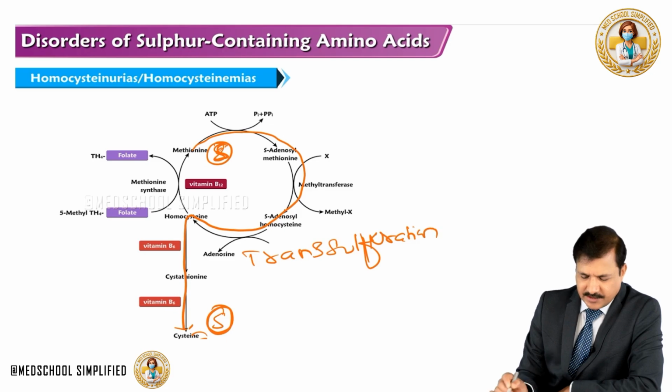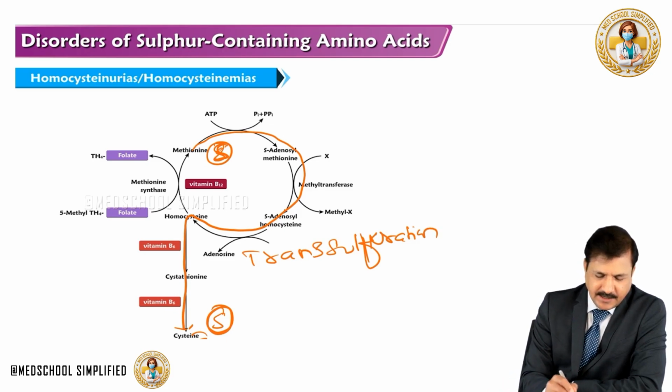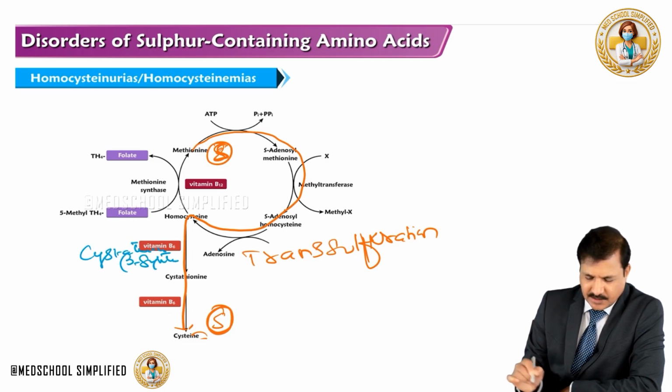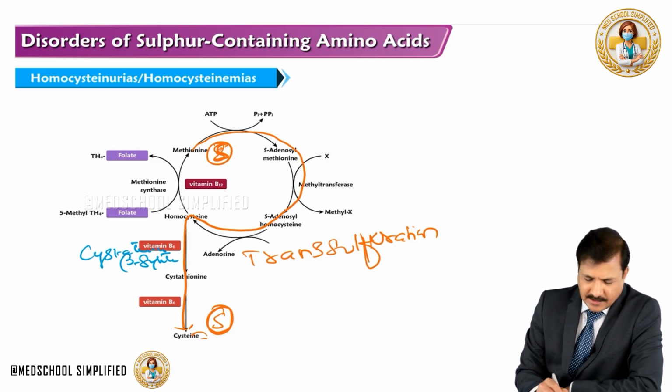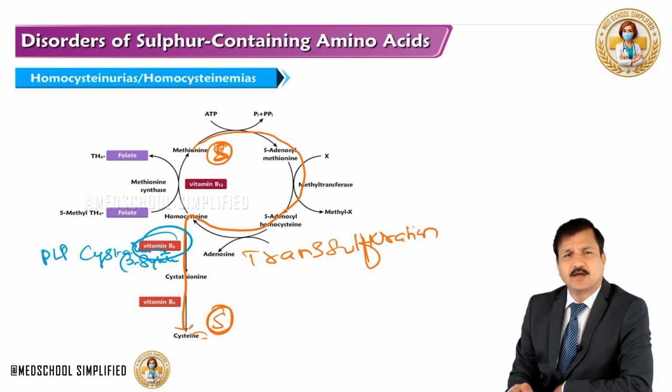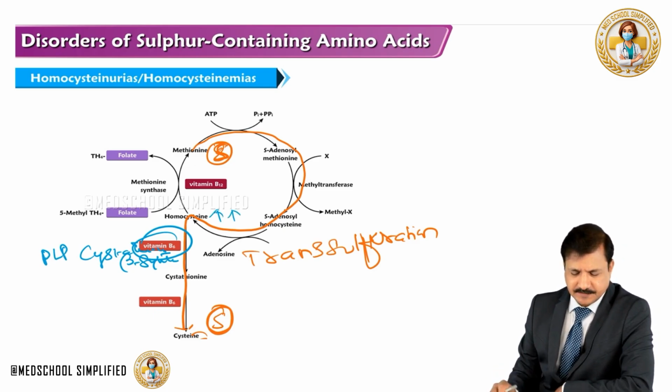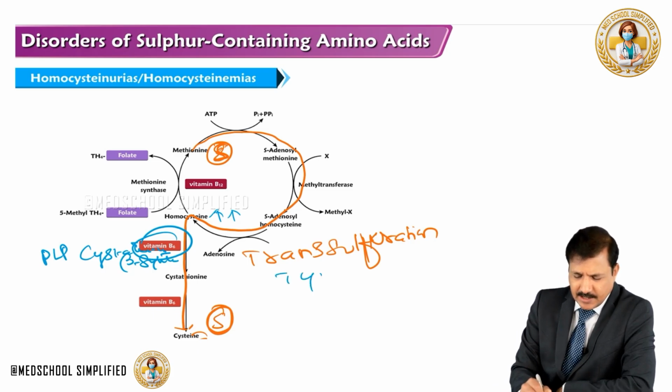In the transsulfuration pathway, there is an enzyme called cystathionine beta synthase, which is involved in the conversion of homocysteine into cystathionine. We have seen this in the transsulfuration pathway already, and that needs vitamin B6 as pyridoxal phosphate, where the affinity of the enzyme for pyridoxal phosphate is decreased. That will lead to elevation of homocysteine. That causes type 1 homocystinuria.